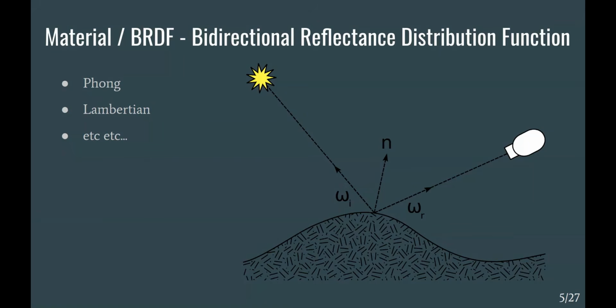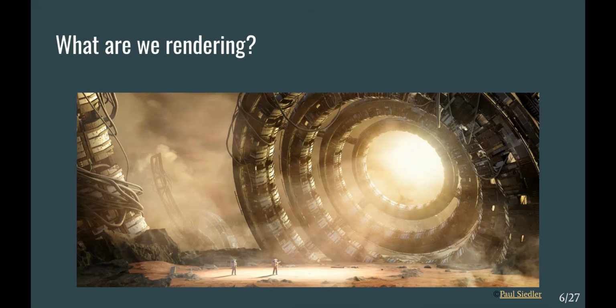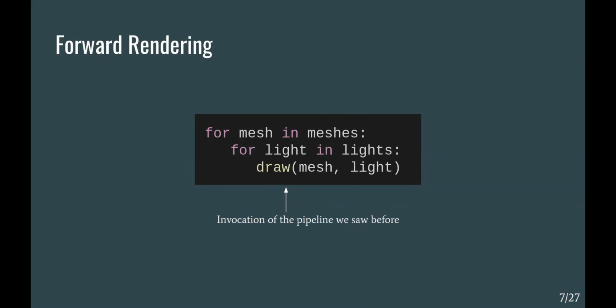So going over what we're actually rendering here, we have a scene, and a scene consists of 3D triangle meshes and lights, and somehow we want to produce a 2D image. One technique to do this is called forward rendering, where we execute our entire pipeline from start to finish in a single pass, once for every mesh-light pair. For each object, we accumulate the effects of each light on it into the frame buffer over multiple draw calls, where a draw call is an invocation of the pipeline we saw before.